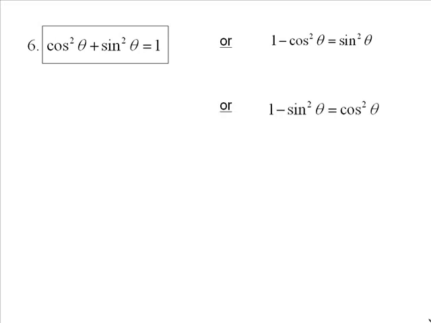And then, of course, this would be true as well. 1 minus sine squared would be equal to cos squared if you isolated the cos squared. Do not take the square root of them. Normally you wouldn't do that. Keep it in this form.